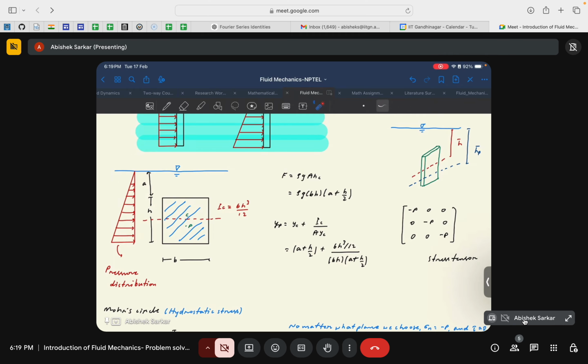Now you may ask why you are finding the center of pressure. You will see that there will be some problems where you need to find the net moment that acts on this plate.